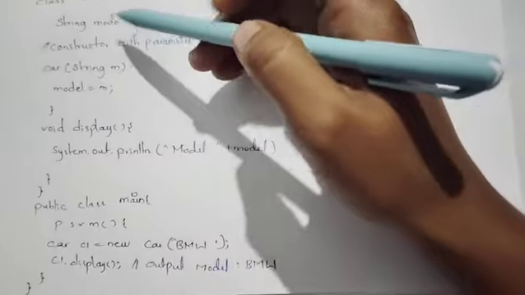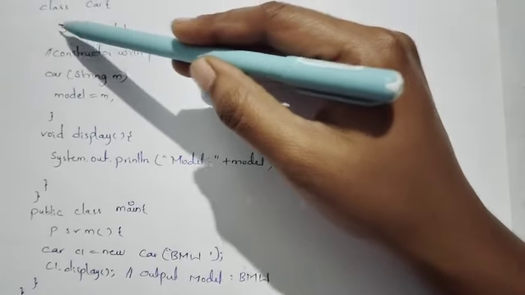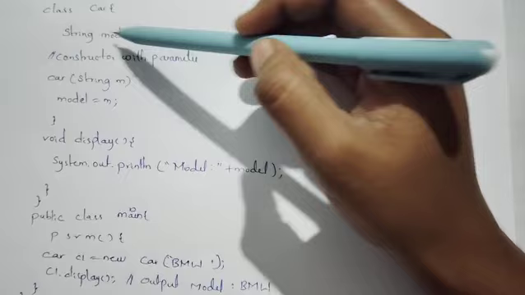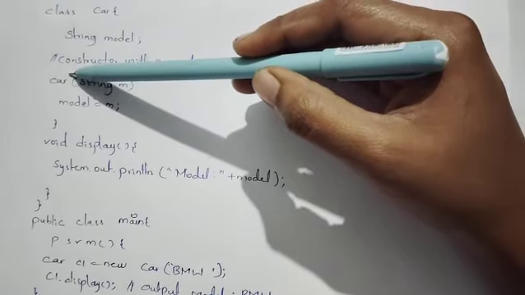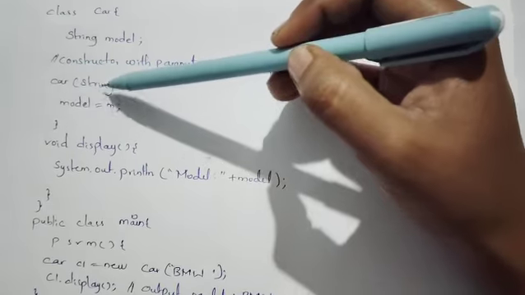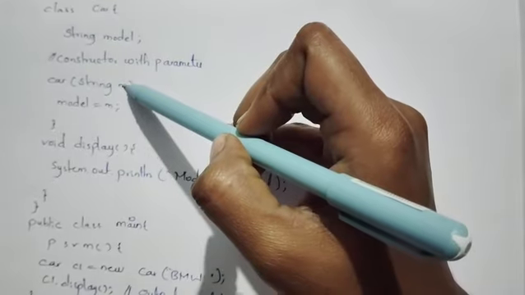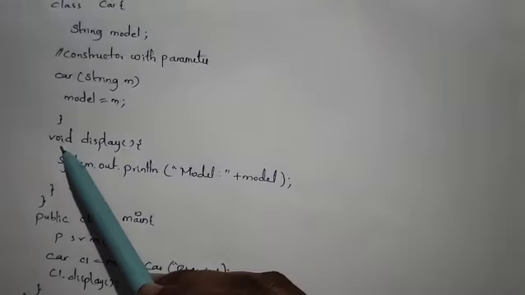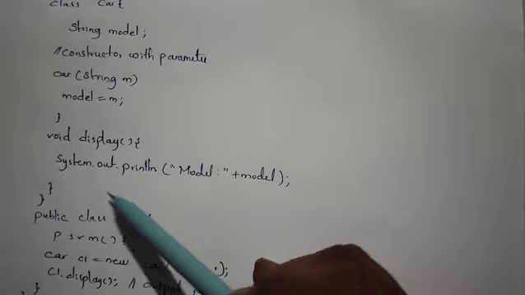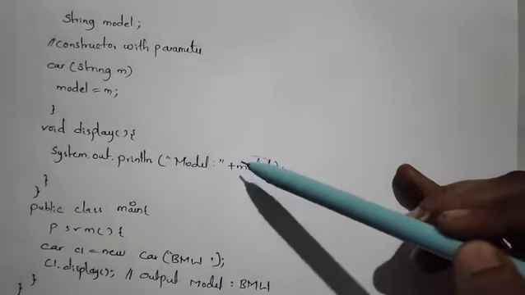This is an example of a parameterized constructor. The class name is Car and we create the instance variable here, String model. We create the parameterized constructor here with the String m variable. Here this is the local variable, and here model equals m. Here we create the void display method, and the statement will be "model is" m.